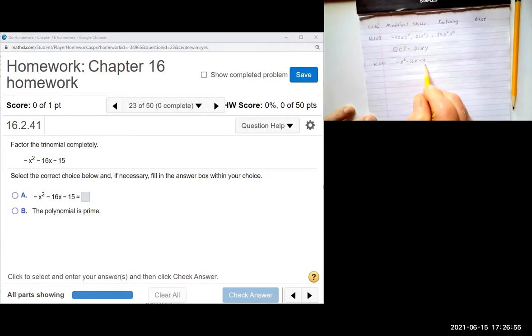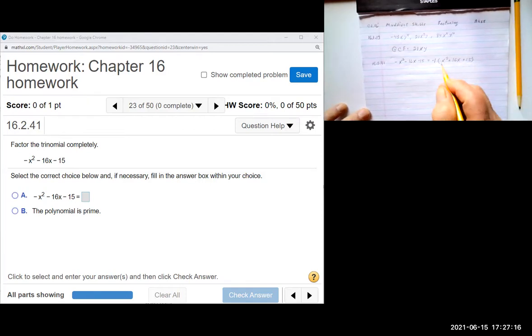Here we have a trinomial where the leading coefficient is -1. Notice there's a negative in all three terms, so let's extract the largest numerical common factor, which is -1, and we'd be left with x squared plus 16x plus 15. We now have a trinomial that may further factor. Its leading coefficient is 1, so it's the easy type, if it factors into two binomials.